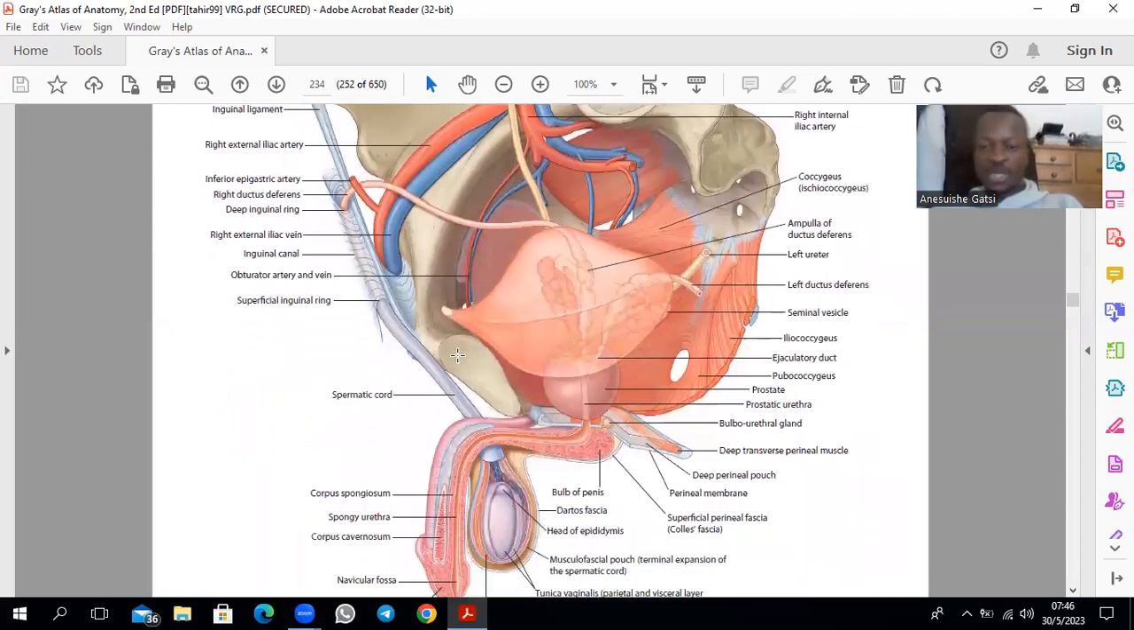Then you also need to know the prostate. Prostate, we will say that it's a glandular tissue. From the gross anatomy, we say it has 5 lobes: anterior lobe, median lobe, posterior lobe, then 2 lateral lobes. The anterior lobe is devoid of glandular tissue, meaning there are no glands in the anterior lobe. The median lobe bulges into the bladder, and it creates what we call the uvular vesicle.